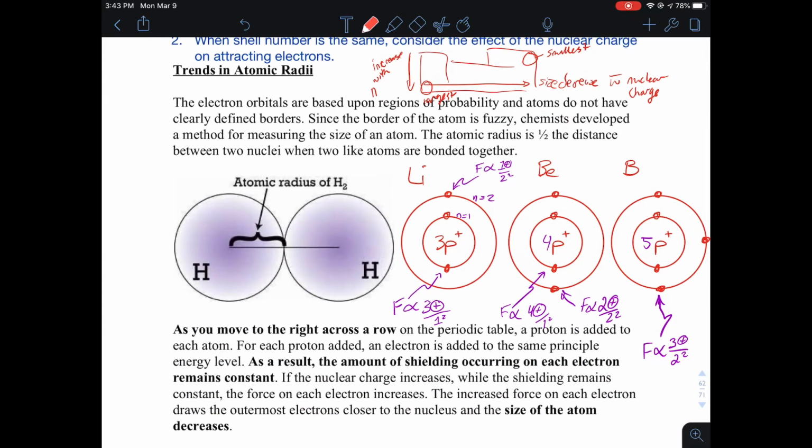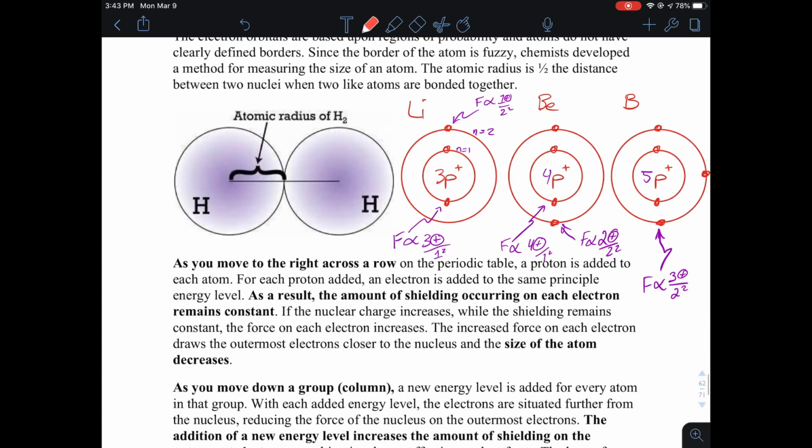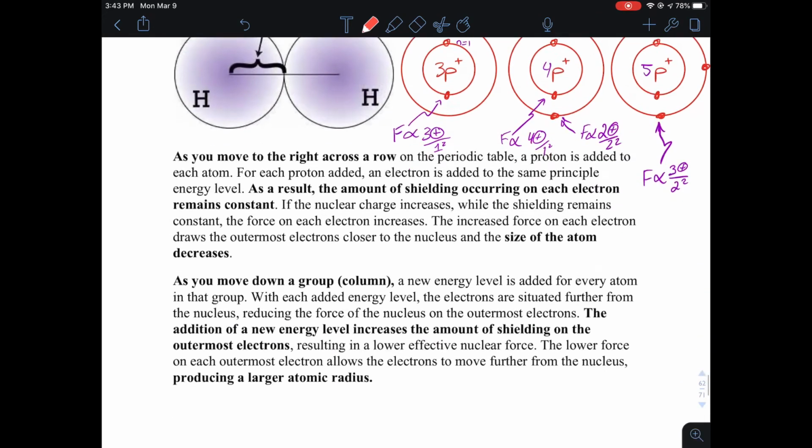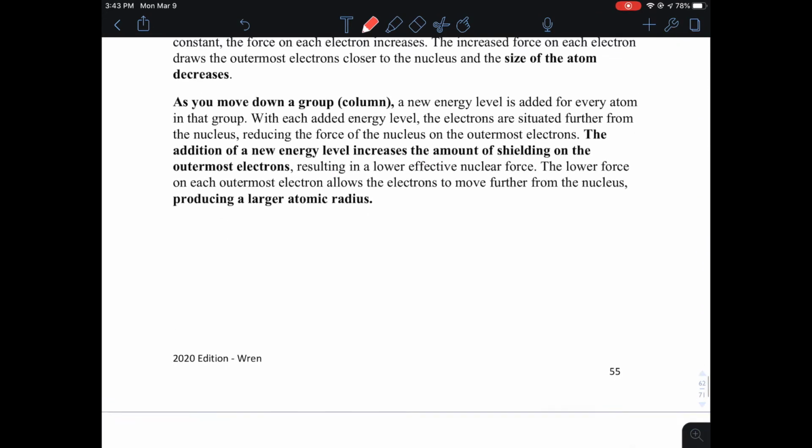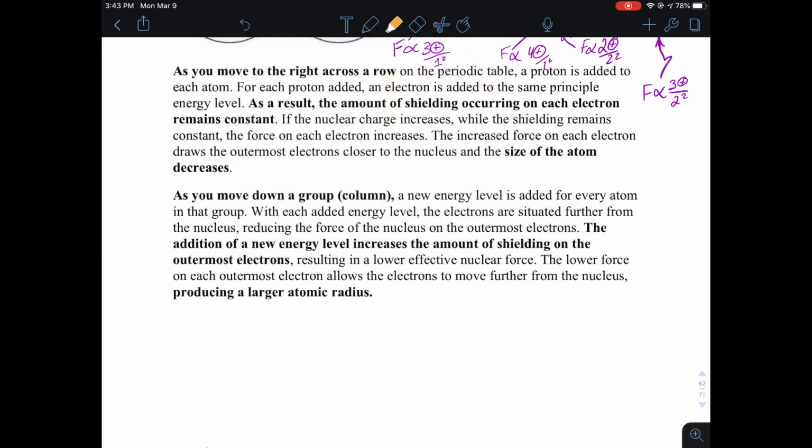Okay, that's atomic size explained in full. You can see another version of this that we did in class on the right here, doing the exact same little bit of math play here. And so, as you move down a group, a new energy level is added, and so that increases the size.